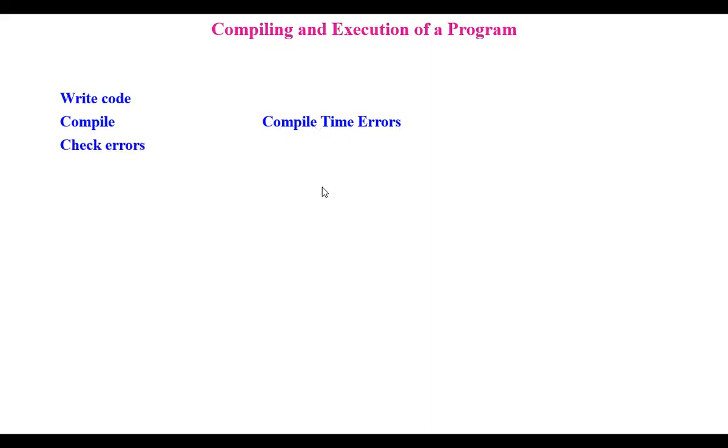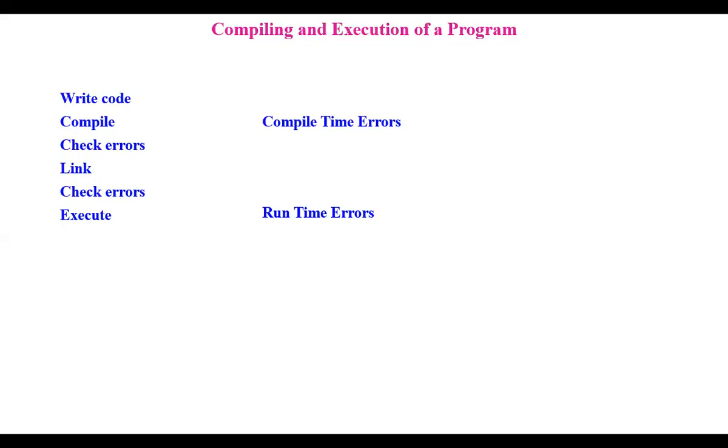Next, it checks the errors. Linking is done here. It again checks the errors, meaning whether you have included the proper header file to use a particular function. The linker checks that. If you have included the required header file for the functions you are using, then it gives out the executable file. In this execution, we get the runtime errors.